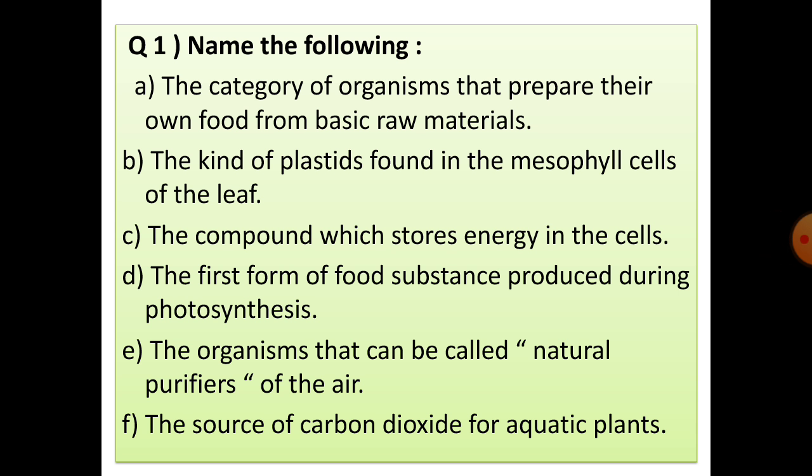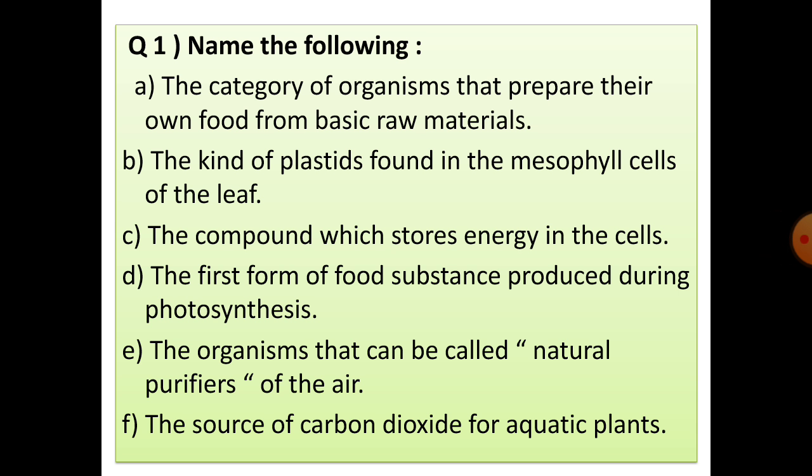A. The category of organisms that prepare their own food from basic raw materials. B. The kind of plastid found in the mesophyll cells of the leaf. C. The compound which stores energy in the cells. D. The first form of food substance produced during photosynthesis.